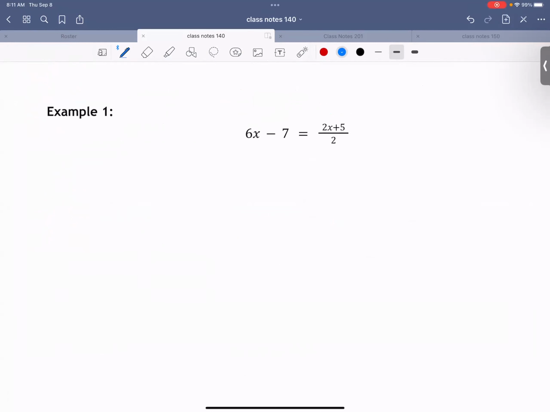We have 6x minus 7 equals (2x plus 5) over 2. What can we do to kind of help get x by itself first? I think I heard add 7. Add 7 would be interesting. Let's actually do it. Let's say if we added 7, and it's okay to do stuff on both sides. It's not wrong to do this. 6x equals (2x plus 5) over 2 plus 7.